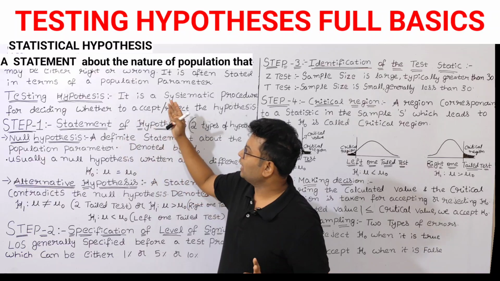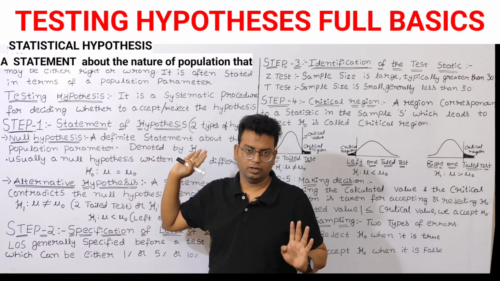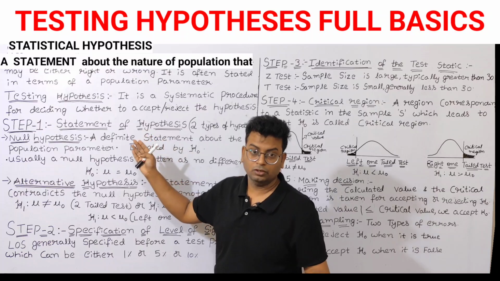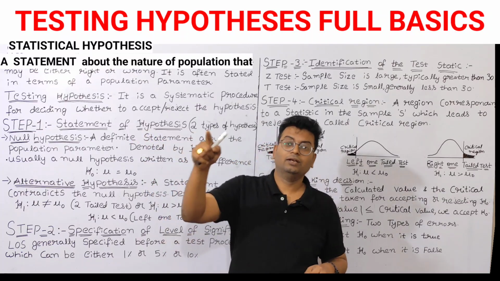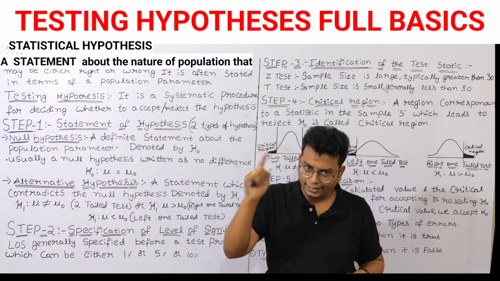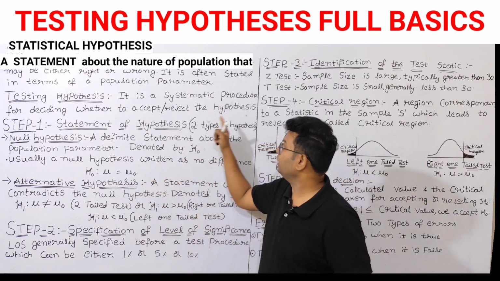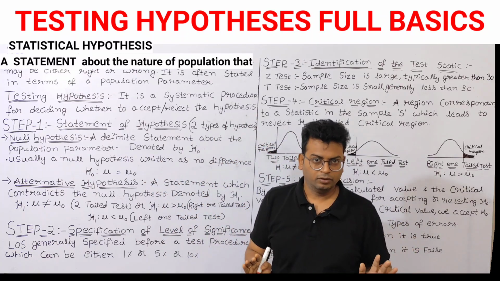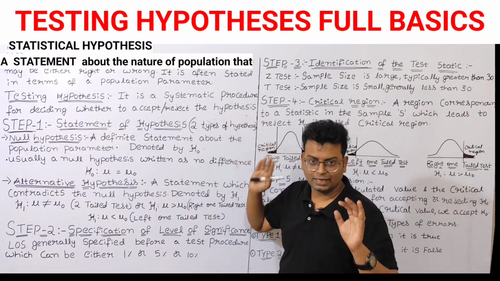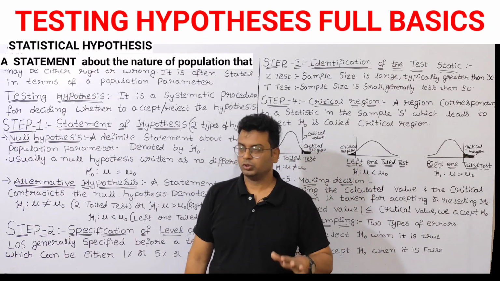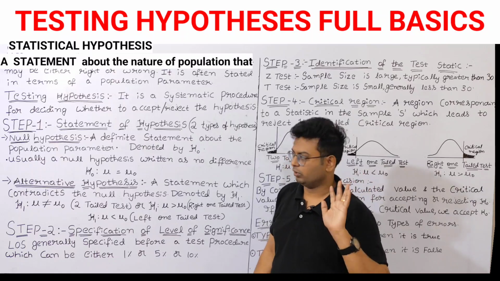Clear? So, a statistical hypothesis is a statement. It may be right or it may be wrong. Testing hypothesis concludes whether it is right, whether to accept or to reject, by a systematic procedure. Clear? So, to solve this testing hypothesis, we need 5 steps. We will look over each step in order.